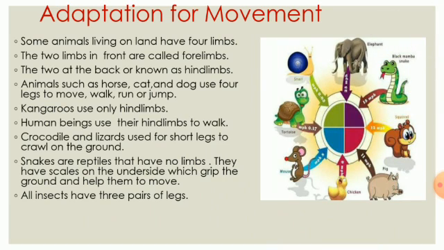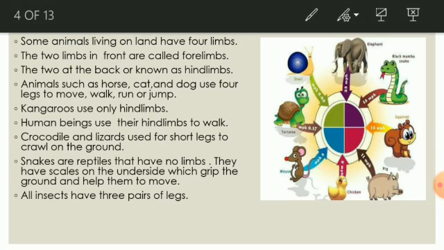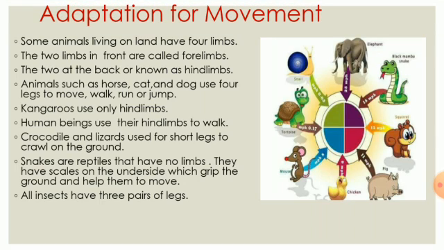The first topic we are going to learn about animals is the adaptation for movement. We all know human beings use legs for moving from one place to another, right? So likewise, different animals use different organs for movement. Some animals living on land have four limbs. We have seen cows, goats, sheep, horses, etc. have four limbs, right? So the front limbs are called forelimbs and the back limbs are called hind limbs.